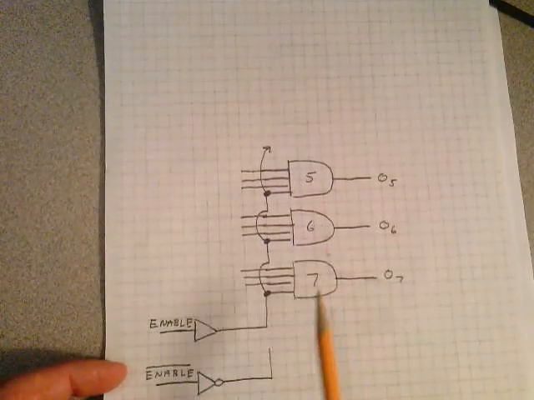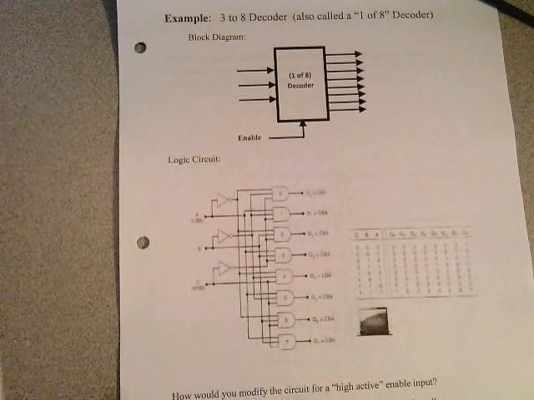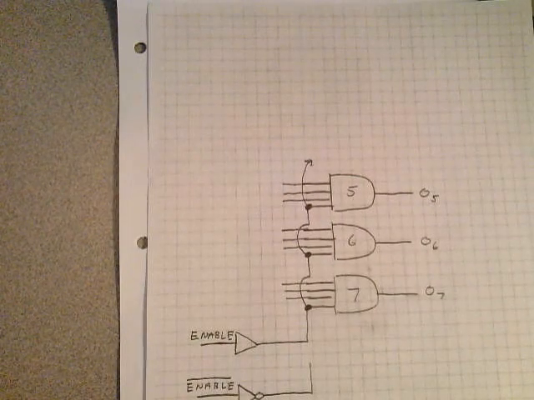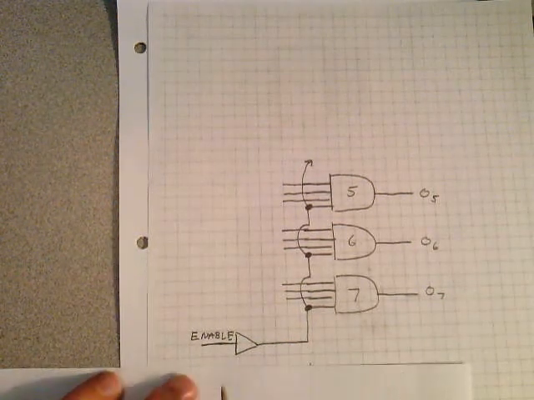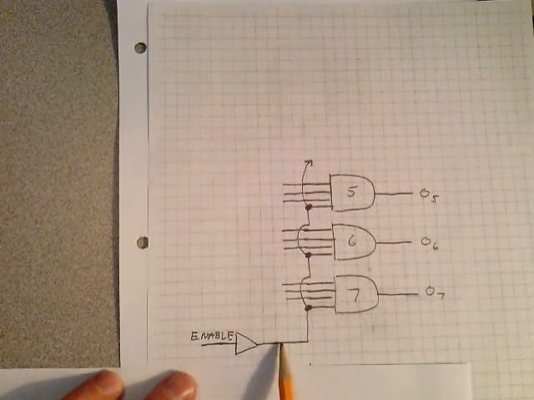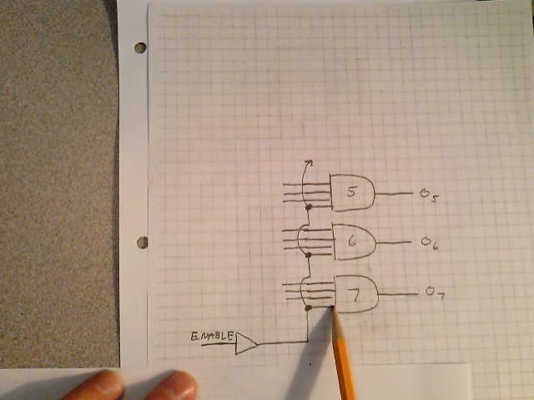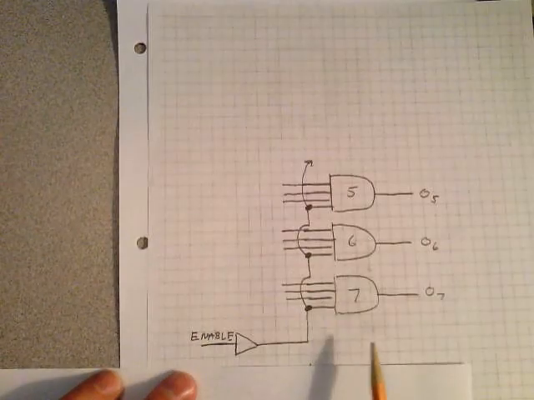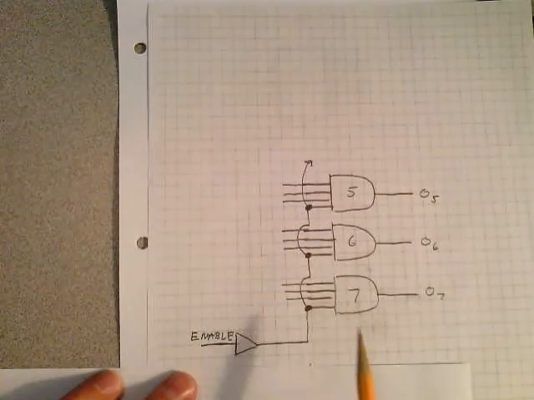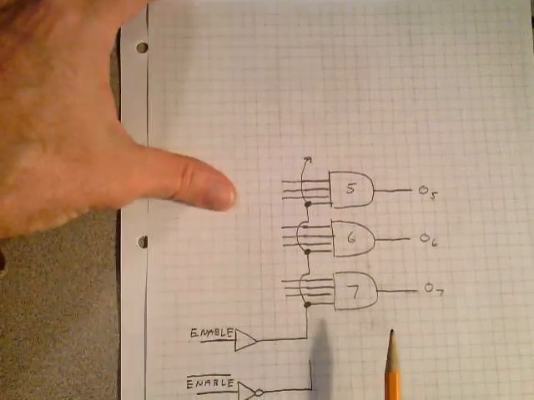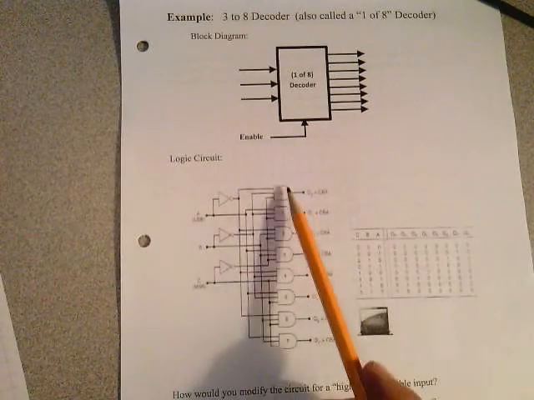Here's 5, 6, and 7. I'm only showing the last three here. But notice what I would do. I would basically just do this. There's my high true enable. I'd go through a buffer so it doesn't change the logic level. A 1 here would say you were enabling the circuit. I'll put a 1 here, and it would put a 1 on this, 1 on this, 1 on this input, and the other 5. And it would enable all 8 of those AND gates here. It would enable every one of these.